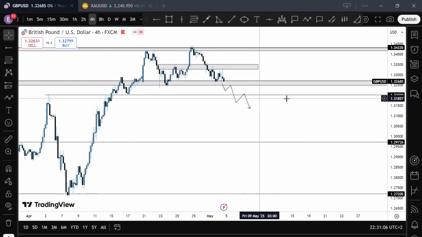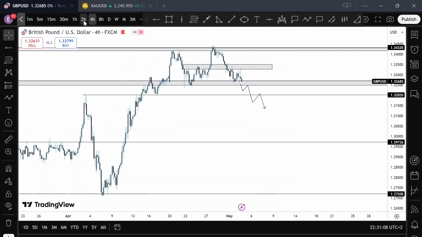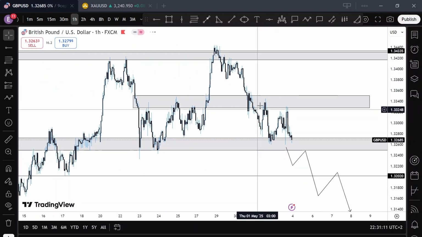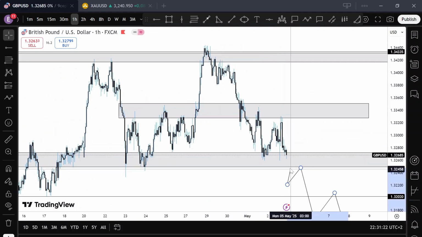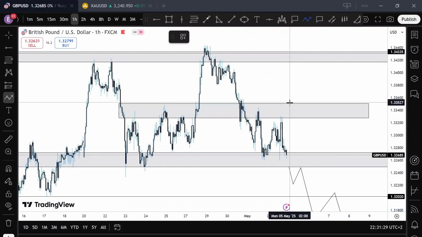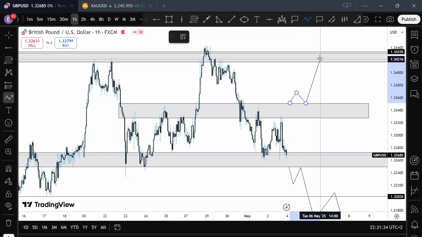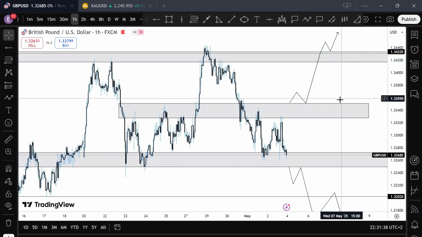Okay, something like that. And then for buys, I would take this as a kind of consolidation between the regions of 1.3340 and 1.3265. I'll be looking out for buys only when price comes back above this region here. If price does this, then I'll be looking for buy opportunities.